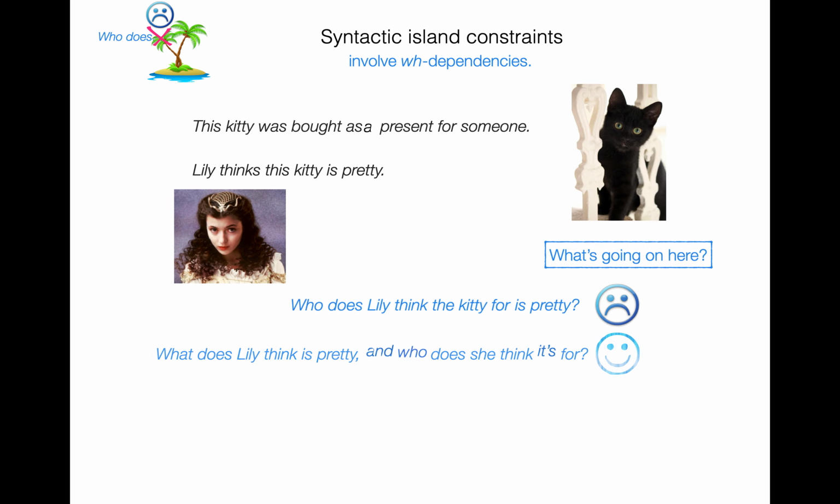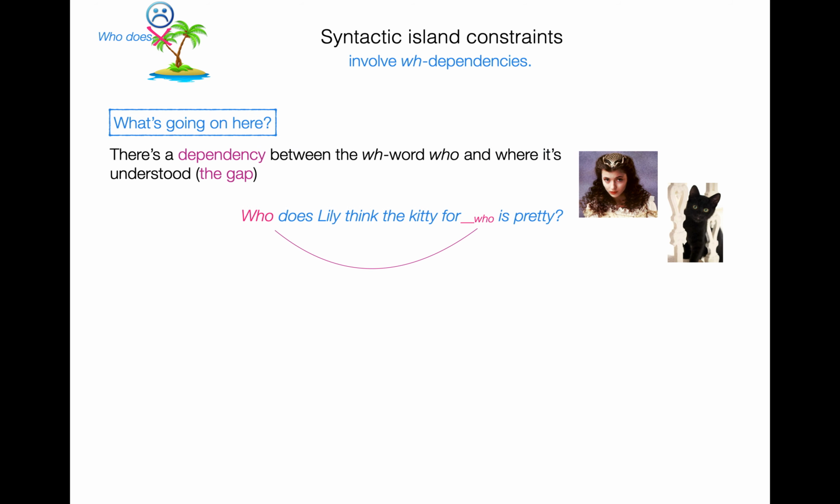What's going on here? Well, one answer is that there's a dependency between the wh-word who over here, and where it's understood, which is the gap here, which I'm going to signal with this little underscore. That's where we understand the who, in this case, the wh-word, right? And that dependency is just not allowed in English. You just can't do it.